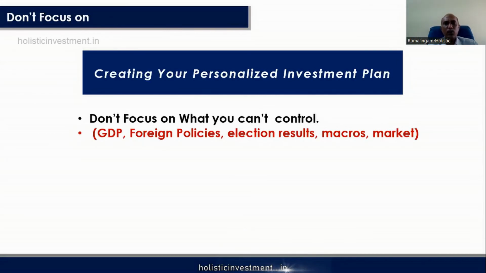Then, as an investor, focus on things which you can control. You should not focus on things which you can't control. GDP, because of which the market is going to become green or red. Foreign policies, how they are going to affect the IT sector. Election results, how they are going to impact a particular group of companies. Macros, like other market sentiments. These things can influence the market temporarily. Will this news matter 10 years from now, 15 years from now, 20 years from now?